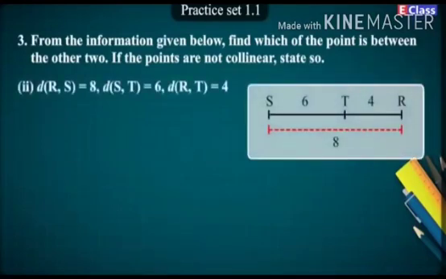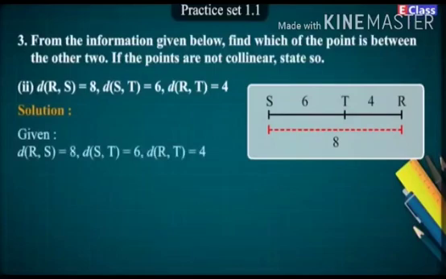2. Distance of RS is equal to 8. Distance of ST is equal to 6. Distance of RT is equal to 4. Solution. Given. Distance of RS is equal to 8. Distance of ST is equal to 6. Distance of RT is equal to 4.